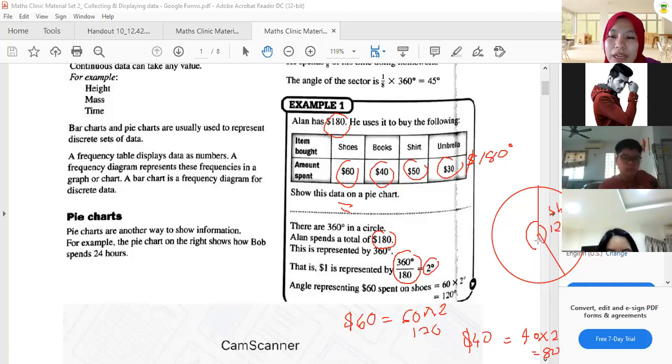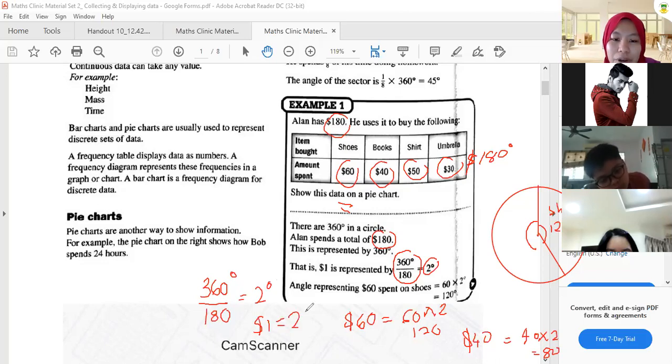Oh, where I got 120, you place the protractor. Do you mean the value? Because you have 360 degrees, right? You want to know how many degrees for $1. 360 degrees represent $180. So divide by 180, you'll get 2 degrees. So $1 represents 2 degrees. Now your shoes cost $60, so that's why you multiply by 2. You get 120 degrees for shoes.